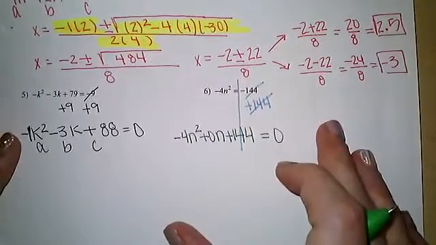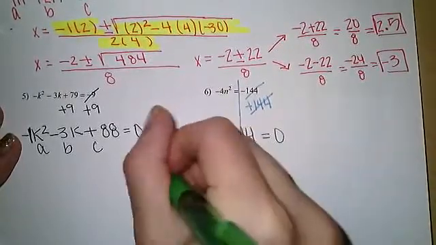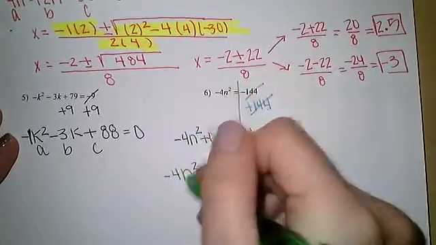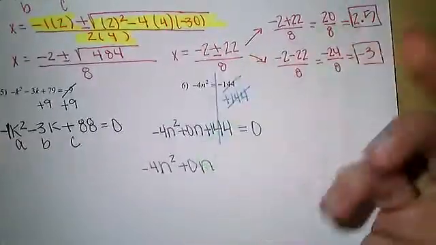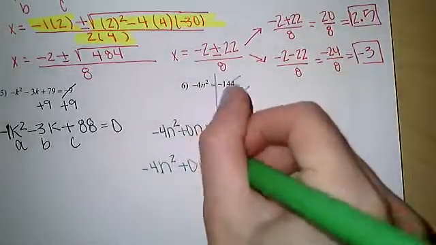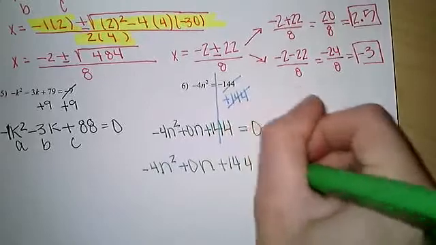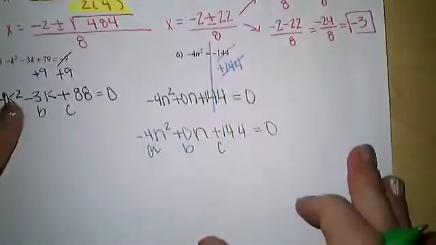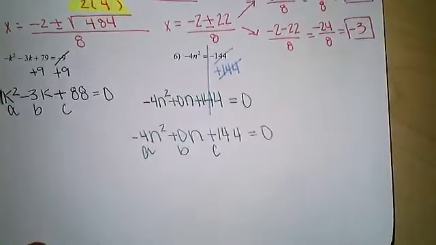plus 144 equals 0. My line is kind of confusing, so let me draw that again. I dropped that -4n squared down. I put a 0n because there's no linear term. And then that 144 becomes positive. So now we have A, B, and C, and we're going to plug that into our quadratic formula.